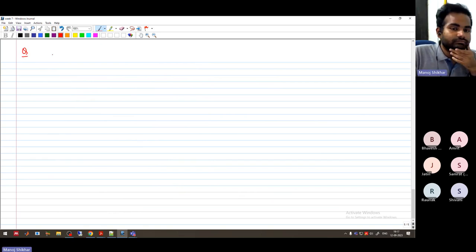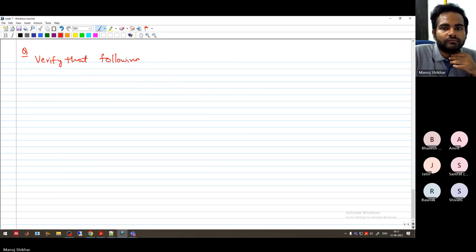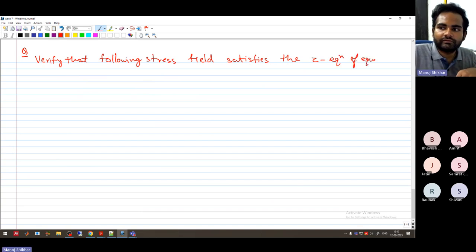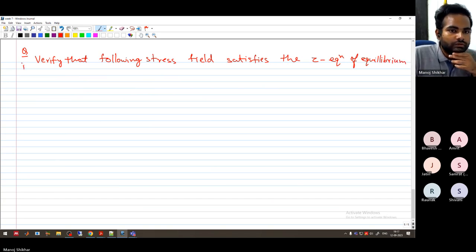So the question is, verify that the following stress field satisfies the Z equation of equilibrium in the absence of body force.